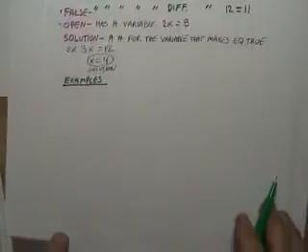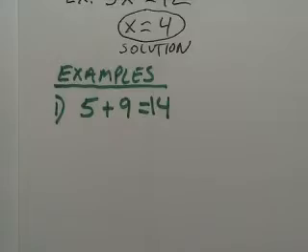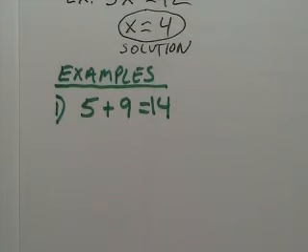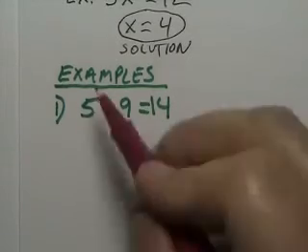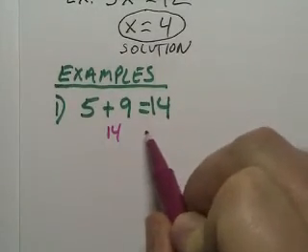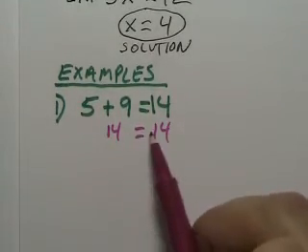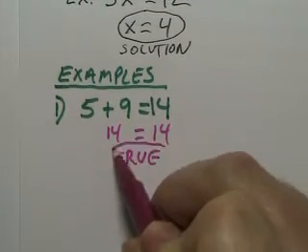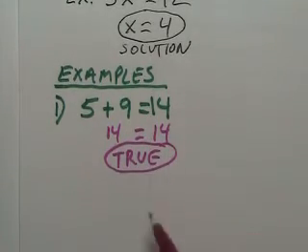So I have quite a bit of room on my paper all the way down to here. We're going to do 6 examples. We just want to write down if it's true, false, or open. So here's number 1. 5 plus 9 equals 14. Well, 5 and 9 makes 14. This left side is 14. The right side is 14. So both sides are the same. Therefore, we can say that this equation is true. The left side equals the right side.